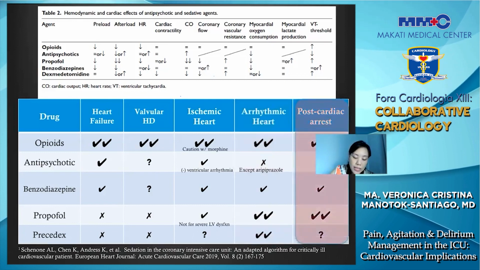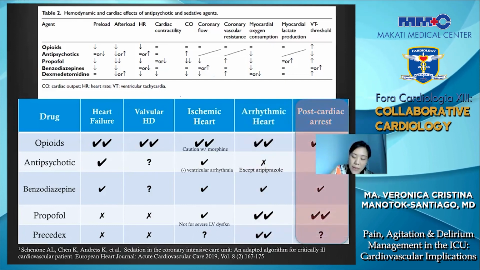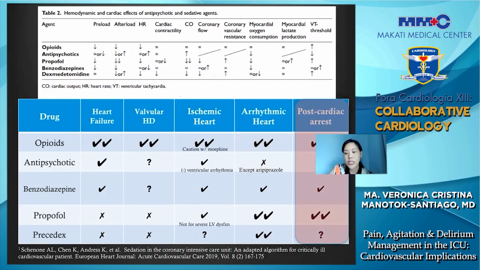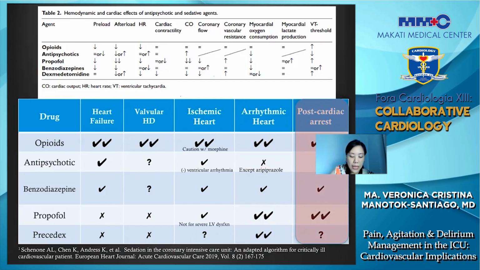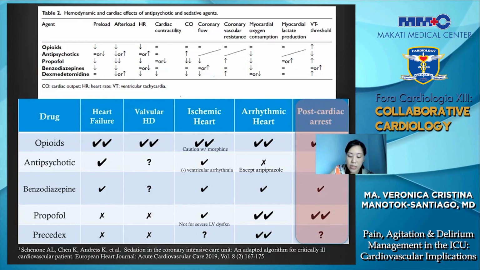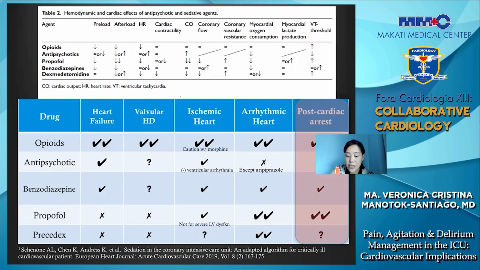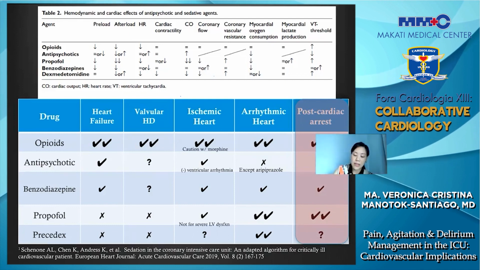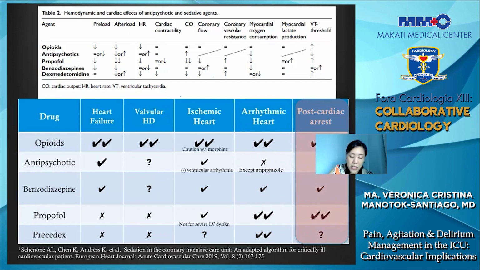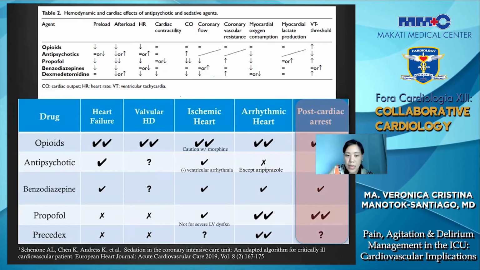What about the post-cardiac arrest patients? Historically, opiates have been utilized safely, supported by their negligible effects on the hemodynamics. Conversely, caution must be applied for antipsychotics, especially in the presence of ventricular arrhythmias. Adjunctive sedatives is if it's needed, especially for those undergoing therapeutic hypothermia.